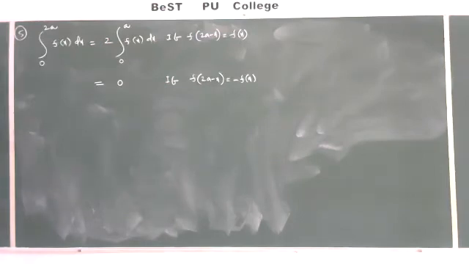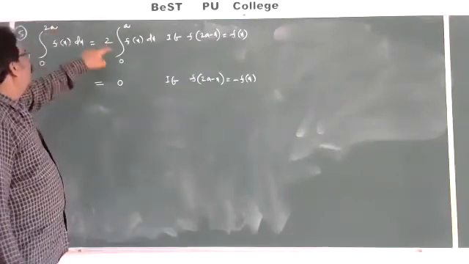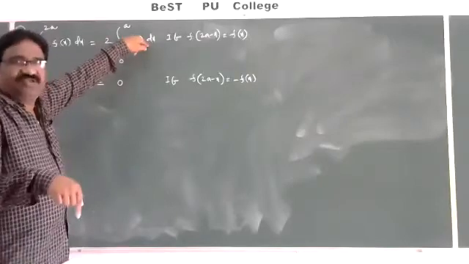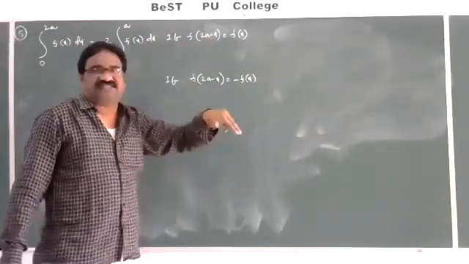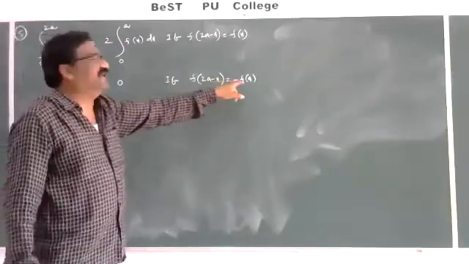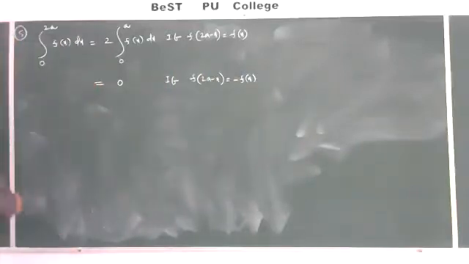First, understand the statement. This value is equal to 2 times the integral from 0 to a of f(x) dx if f(2a minus x) is equal to f(x), or it is 0 if f(2a minus x) is equal to minus f(x). First, take the LHS. Proof.